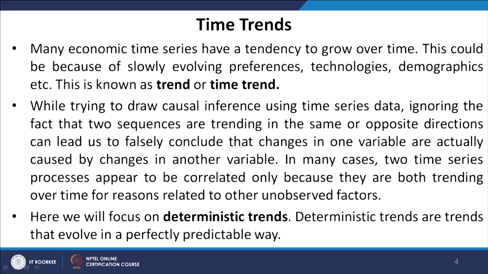Here we will focus on deterministic trends. Deterministic trends are trends that evolve in a perfectly predictable way. So far we have talked about random variables. The opposite of something being random is being deterministic. So, that which can be determined with 100% accuracy is called deterministic.